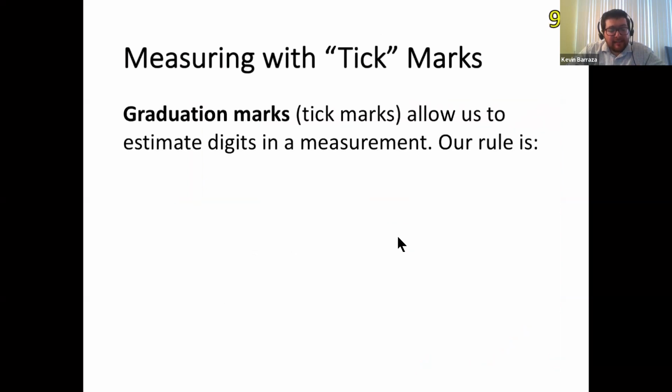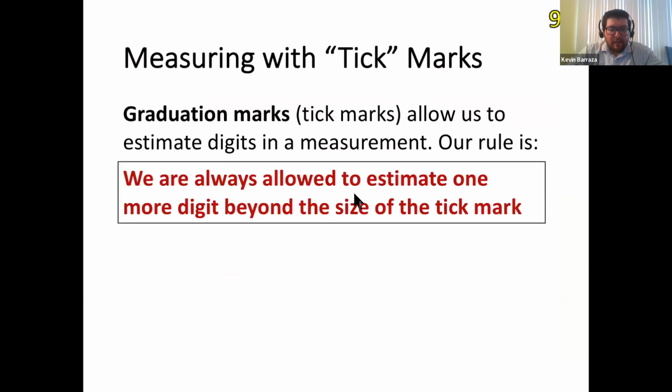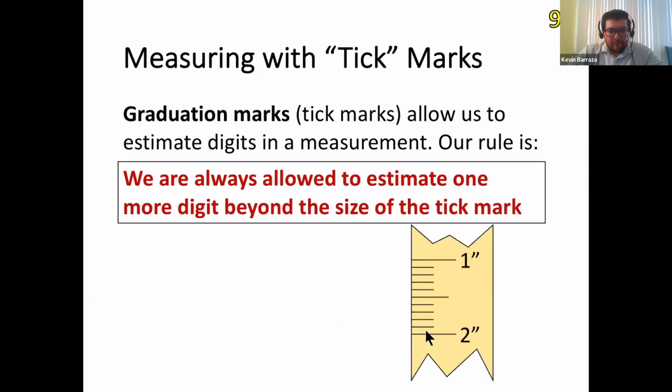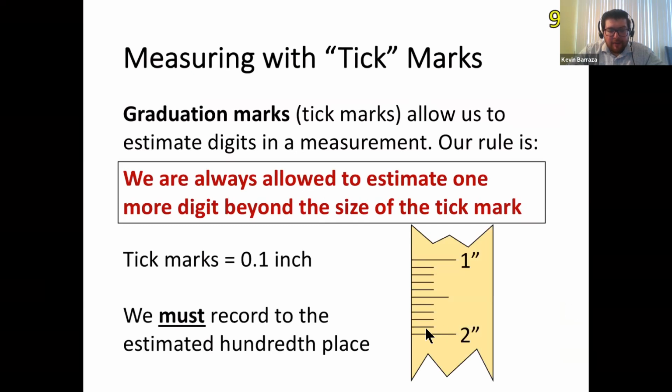So anything that has tick marks are called graduation marks. They're graduated measurements. Our rule is we are always allowed to estimate 1 more digit beyond the size of the tick mark. So for example, if our tick marks are counting 0.1 inches, maybe this is an inch ruler. So, 1, 0.1, 0.2, 0.3, 0.4, 0.5, 0.6, 0.7, 0.8, 0.9, 2. So if the tick marks measure 0.1, that's the tenths place. Then that means the space in between is the next digit over. That's the hundredths place.